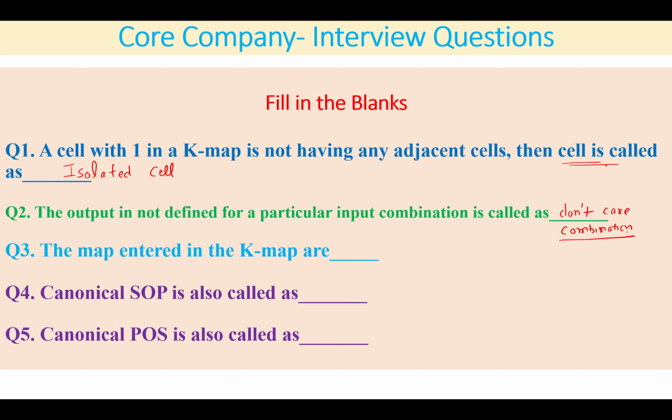Now we come to the third question. The entries in the K-map: here we include 0 or 1, or maybe don't care. The fourth question is, canonical SOP is known as a sum of minterms. The last question is, canonical POS is called a product of maxterms, sum of max terms.